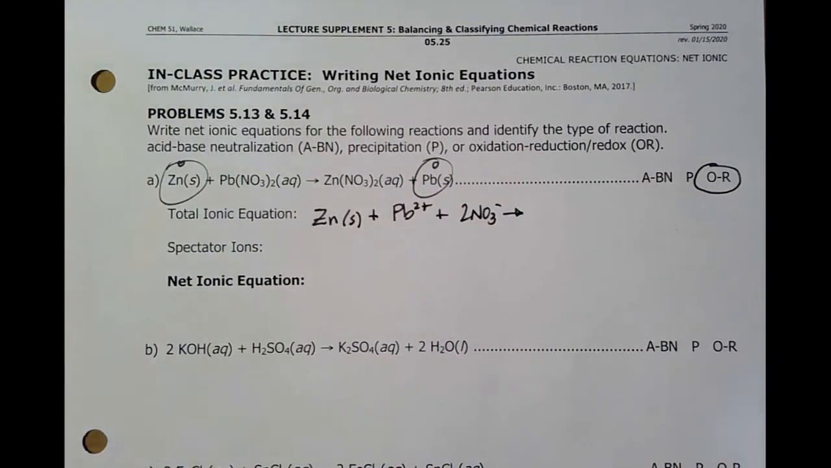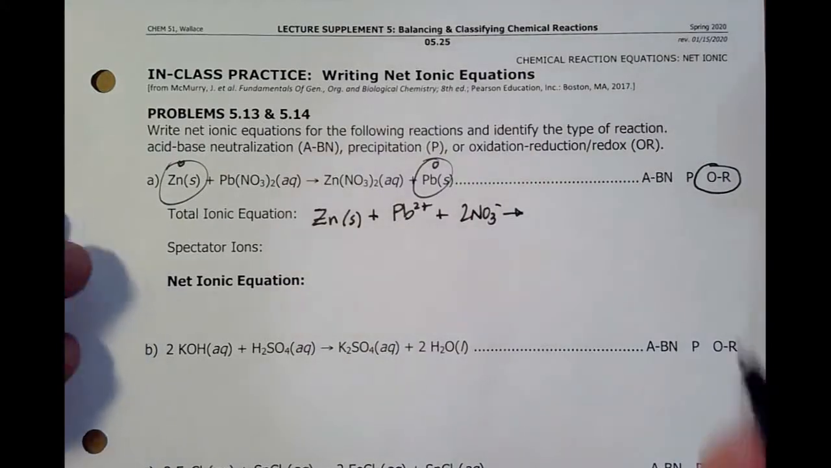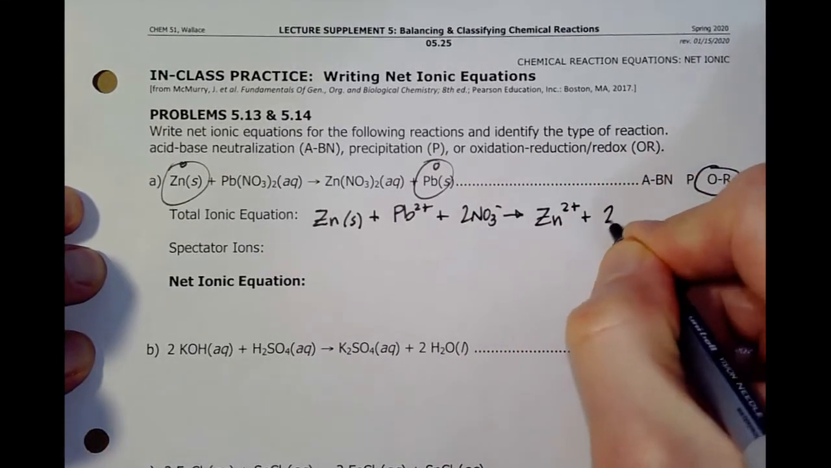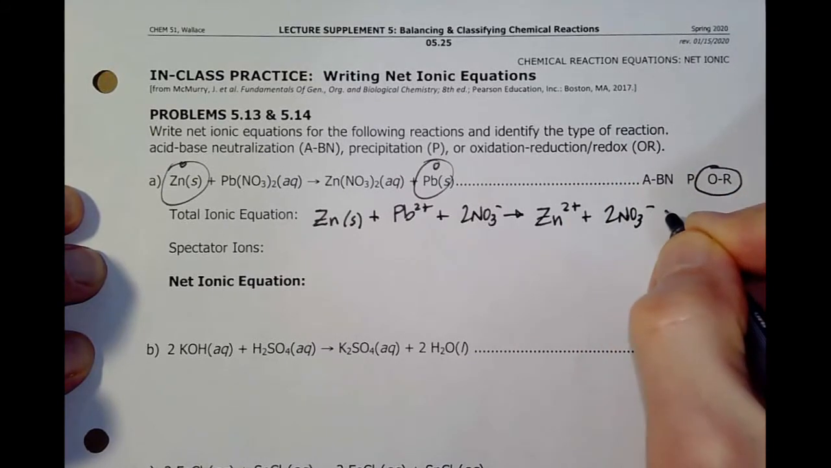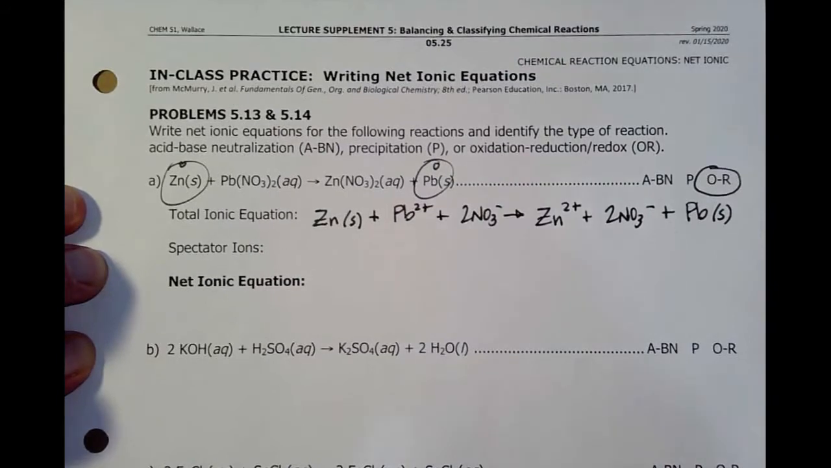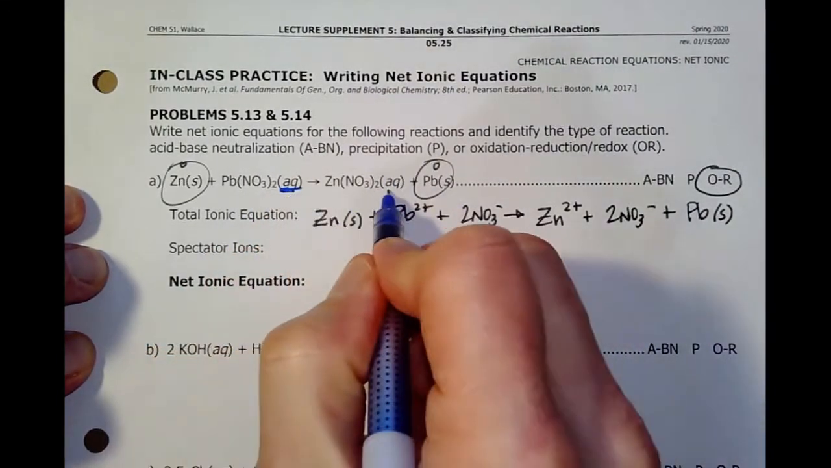Now again, stop and say, wait, how did that work out? How did he get that? How did I know NO3 stays together like that? Chapter 3, I made a flashcard. On the other side, I've got zinc 2+, 2 nitrates, plus solid lead. Here's my total ionic. I broke up that and that.